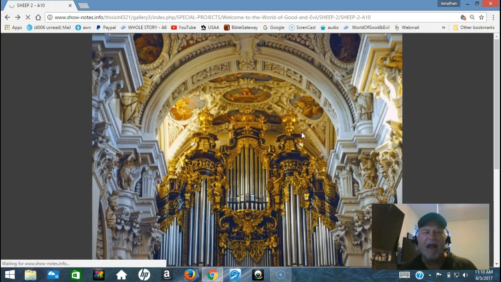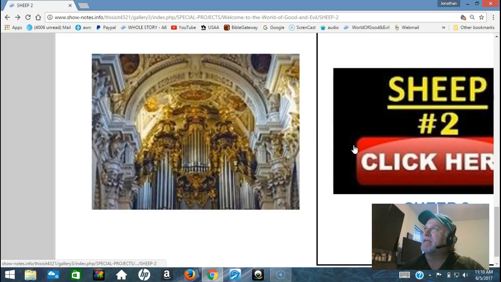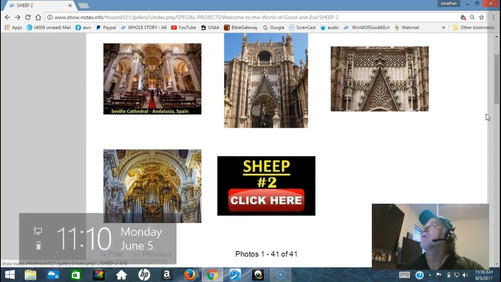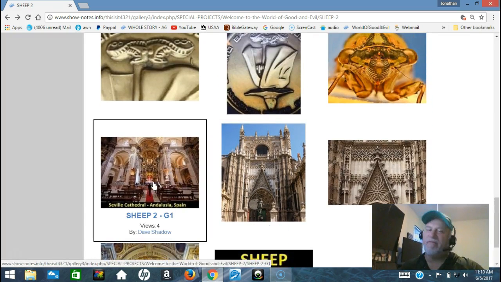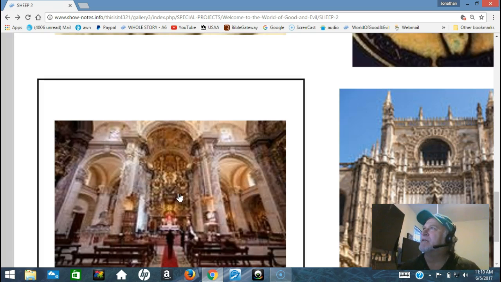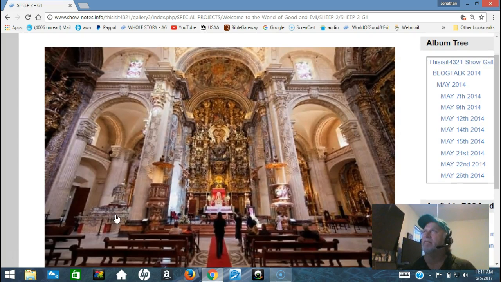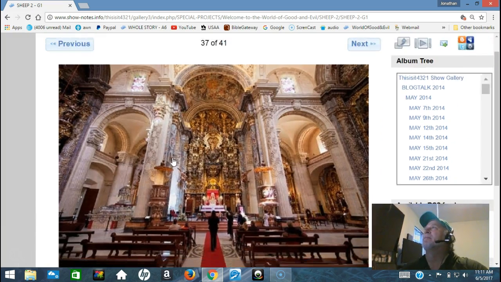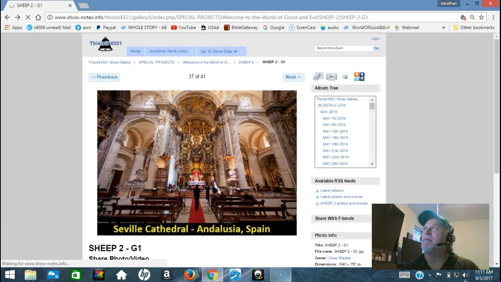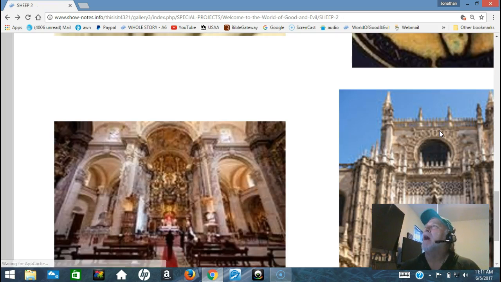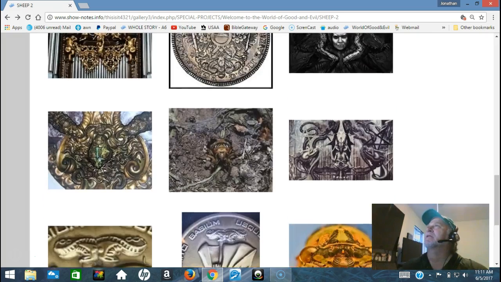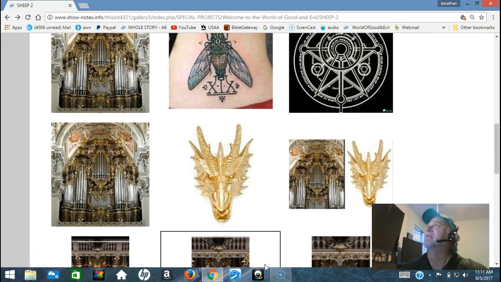So now we have the same common denominator. We have an organ right here at St. Stephen's Cathedral. We have the Seville Cathedral right here that turns into a sheep as well as a large bug. There it is. You're looking right at it. That is a giant bug. The sheep is in the mouth of the bug. You have the same exact common denominator. It's St. Stephen's Cathedral, a sheep in the mouth of a giant bug. Let's look at it again. Now this deal is done. Satan's kingdom is no longer hidden.